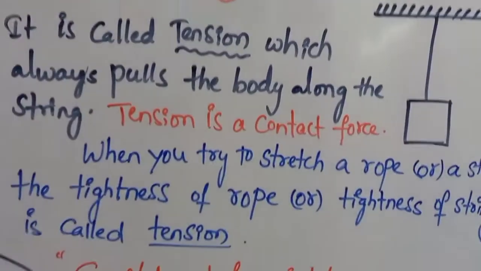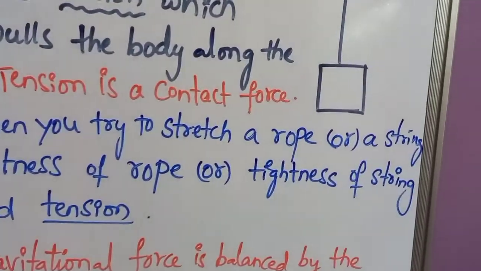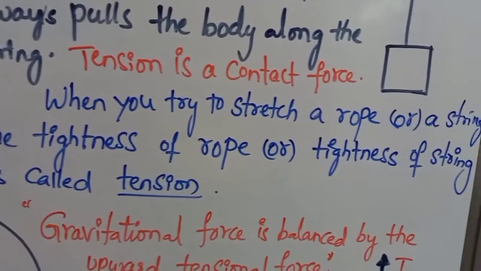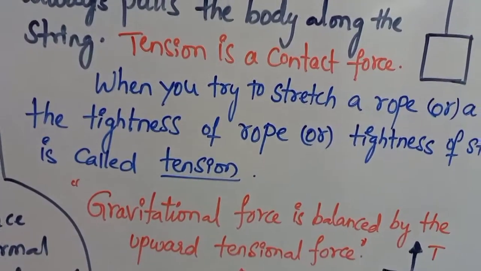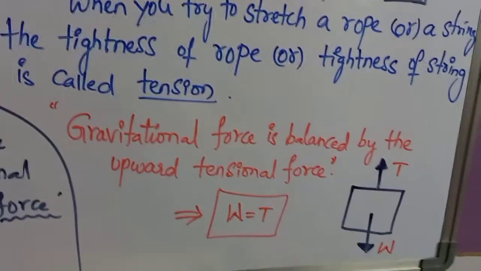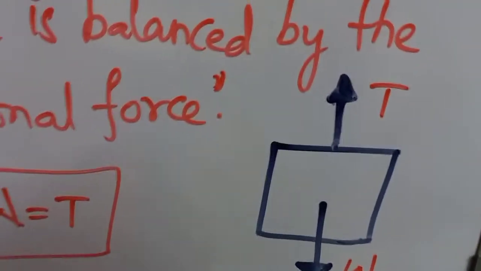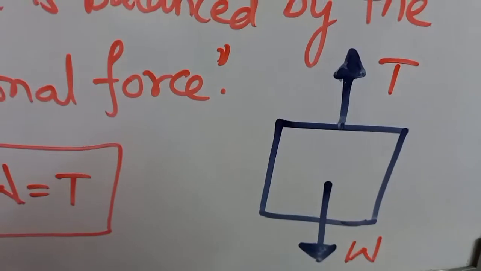Tension is a contact force. When you try to stretch a rope or a string, the tightness of the rope or the string is called tension. And this tension force will be acting in the upward direction. I have shown you with an arrow mark in the upward direction.